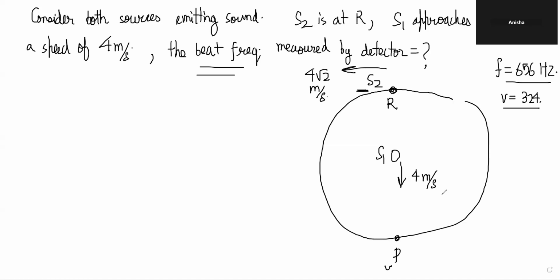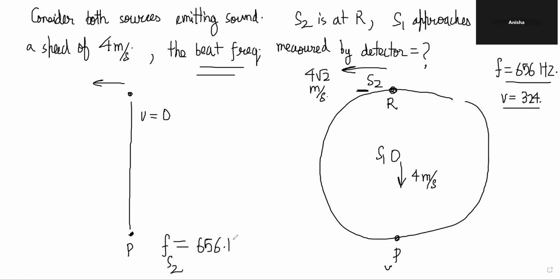See, S2 is moving, but is it moving away from the source right now? No. Whenever you do Doppler's effect, it has to be along the line of the detector, right? Right. So actually, this velocity doesn't count. The velocity along this line is zero. So right now, there is no Doppler effect due to S2. The frequency due to S2 that P hears is simply 656.